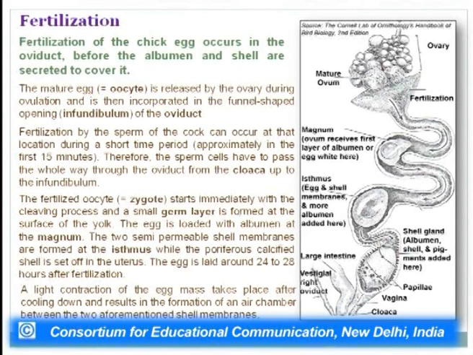A slight contraction of the egg mass takes place after cooling down and results in the formation of an air chamber between the two aforementioned shell membranes. So there is an air gap, because of the cooling down of the egg while passing through the entire area, and the shell membranes separate out as they contract a little bit. So this is how fertilization happens and the journey of the egg from the infundibulum, where it is released, to where it is laid.